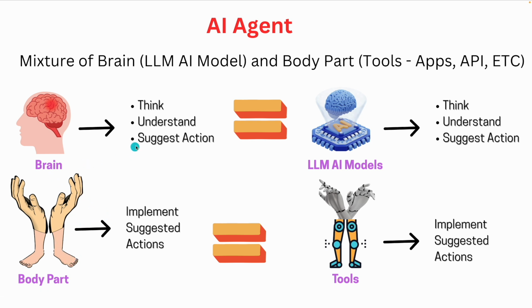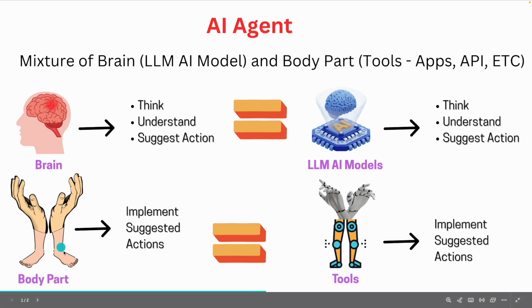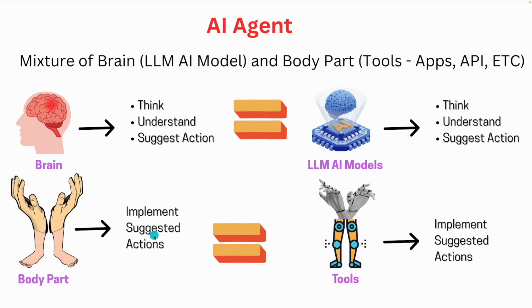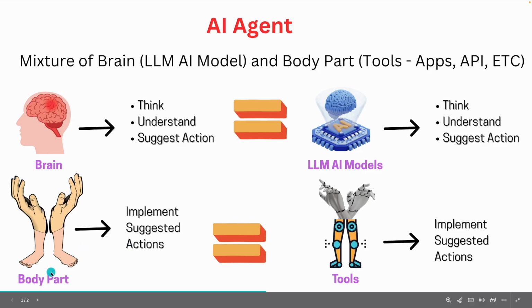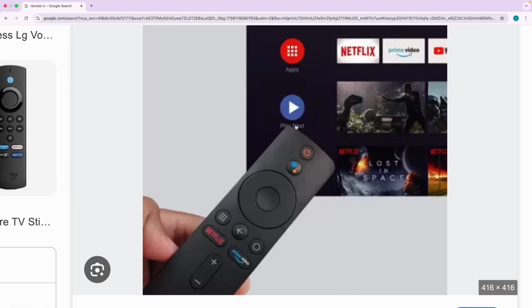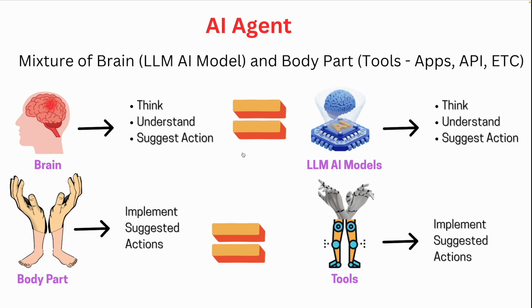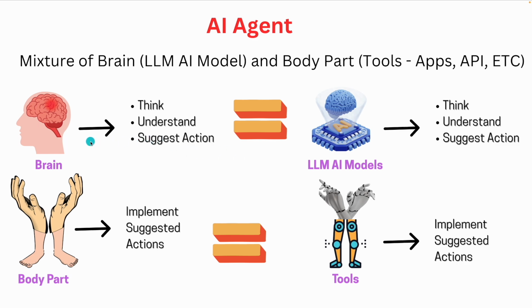So the brain can only think, understand, and suggest action. But the body part implements the suggested action. Whatever the brain has suggested to us, that suggestion will be implemented by the body part, and that is exactly what I have taught you here. Now similarly, my dear friends, your brain is something equal to LLM AI models.